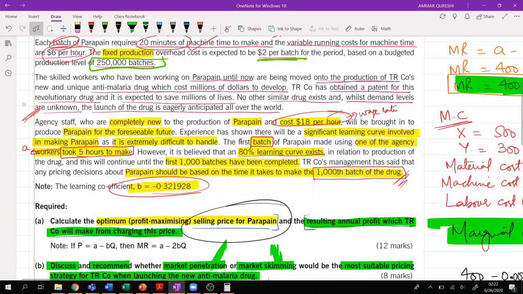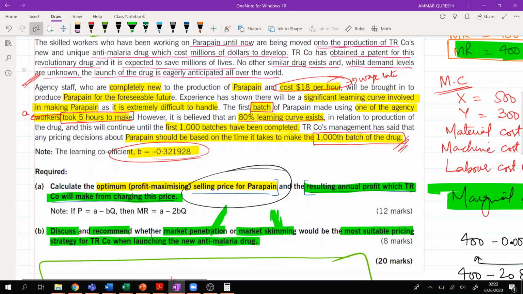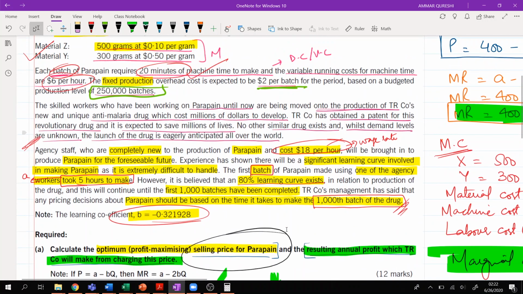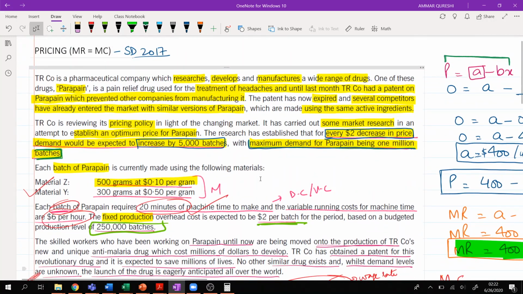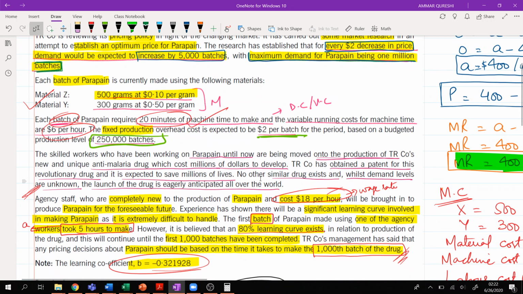Now the question: discuss and recommend whether market penetrating pricing or skimming pricing would be more suitable for the anti-malaria drug. So the anti-malaria drug details are given here. This paragraph is actually discussing the anti-malaria drug, most probably, right? So what it is saying: the skilled workers who have been working on paraffin until now are being moved on to the production of TR company's new and unique anti-malaria drug, which cost millions of dollars to develop, right?